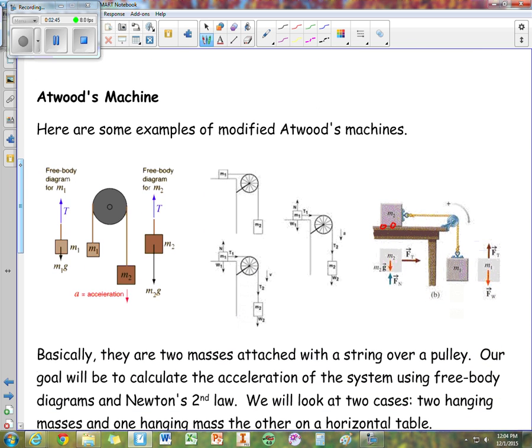Okay, now we want to be able to use this. And one of the classic ways of using this would be the Atwood machine. Now, with this one, we have two objects connected by an ideal string. An ideal string does not stretch and it has no mass. It is along a massless ideal pulley. So that means that this pulley will not change either. It means that it will not affect the objects.